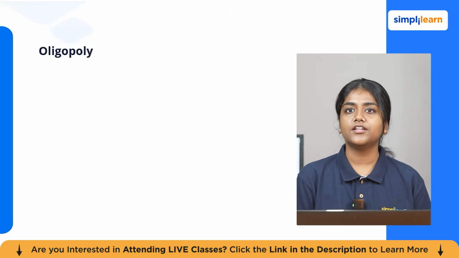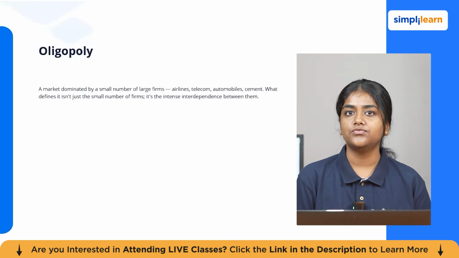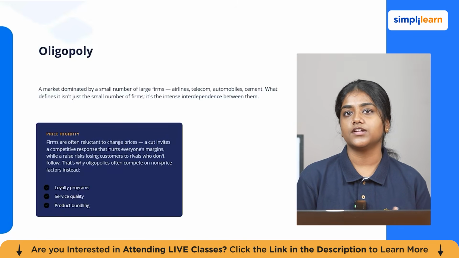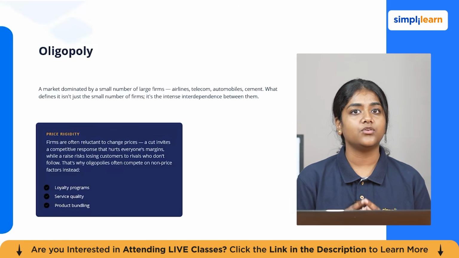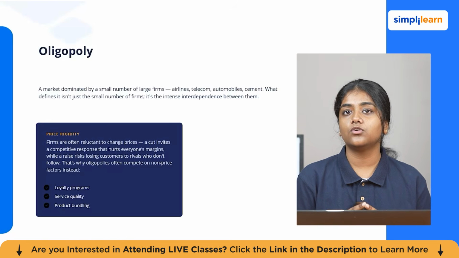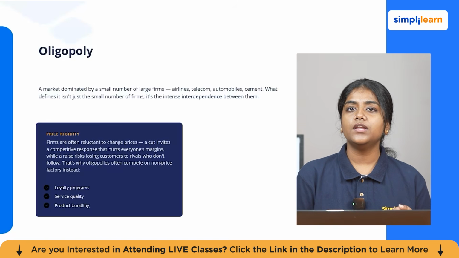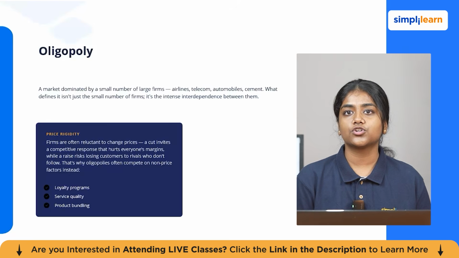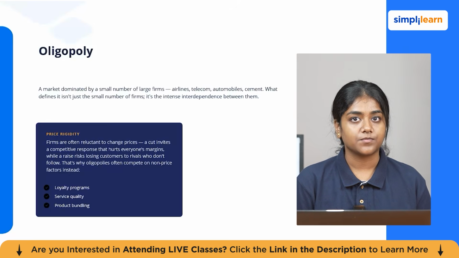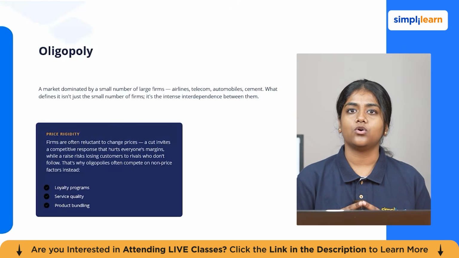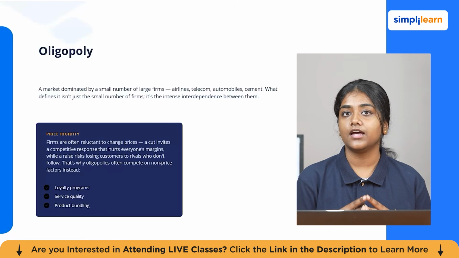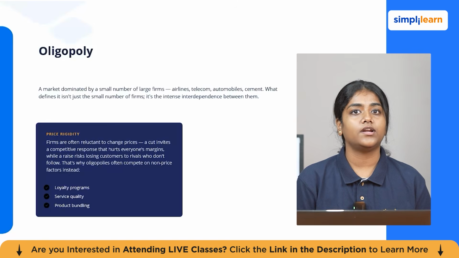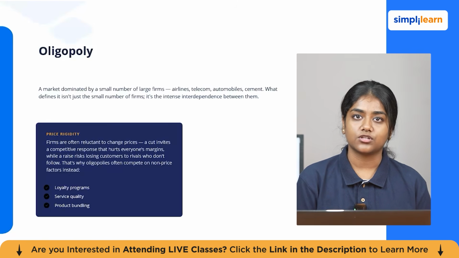This interdependence often leads to price rigidity. Firms may be reluctant to change prices frequently because a price cut invites a competitive response that could hurt everyone's margins, while a price increase risks losing customers to competitors who don't follow suit. This is why you will often see oligopolistic industries compete heavily on non-price factors instead: loyalty programs, service quality, product bundling, rather than constant price wars.